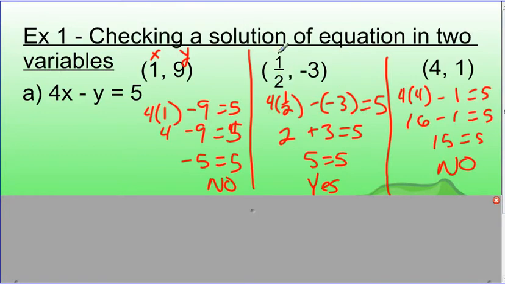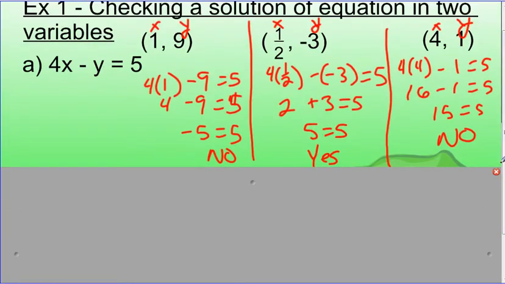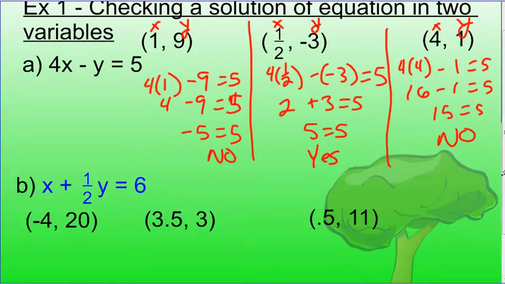So you take your x variable and you plug the x value in. You take the y value and you plug it in for the y variable. X in for x, y in for y, and then do the math and see if you get something that is true. If you get something that's true, like 5 equals 5, then it is a solution. If you get something that's false, like these other two guys, it is not a solution.